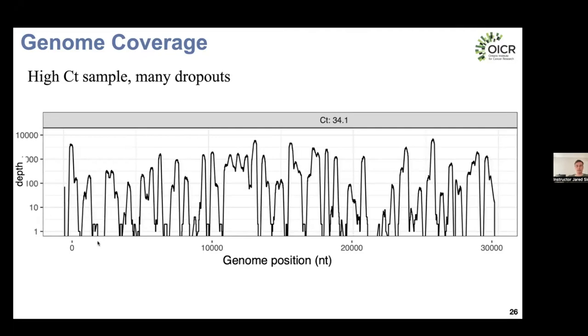And we see there's tons of dropouts. The genome coverage is very, very spotty. Some amplicons worked fairly well, but for the majority of the genome, I'd say we don't have enough coverage to calculate a consensus sequence. So we would have a lot of apprehension about using this sample for downstream analysis.